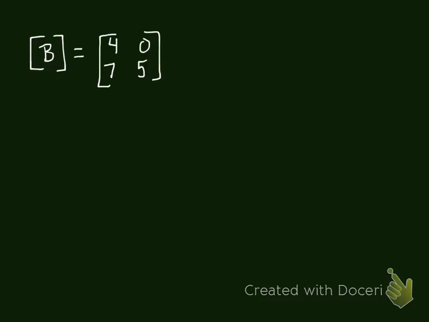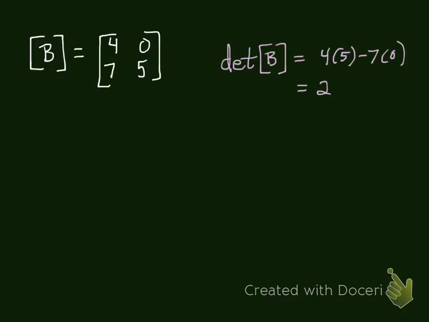Matrix B. First thing is the determinant. Remember, still cross multiplying. So my determinant of matrix B is going to be 4 times 5 minus 7 times 0. Kind of anticlimactic. 4 times 5 is 20, minus 0 is still 20.